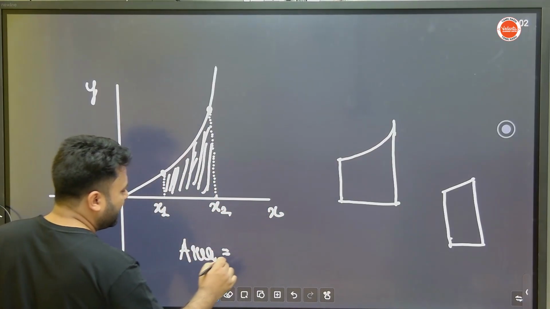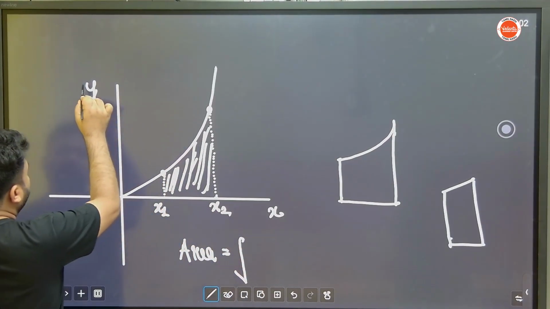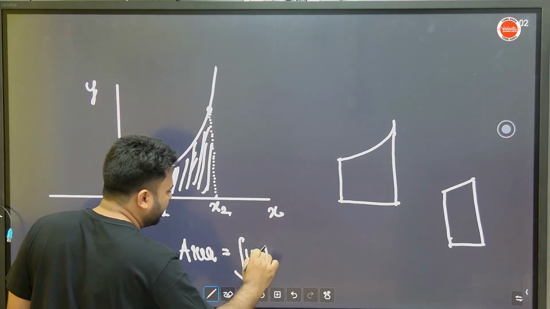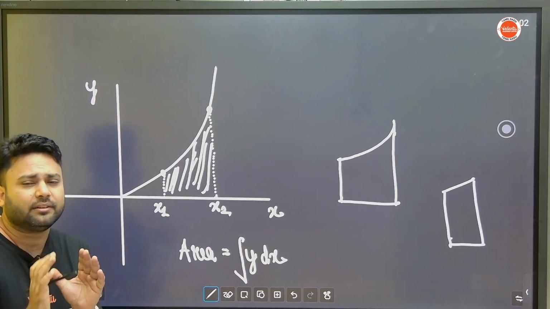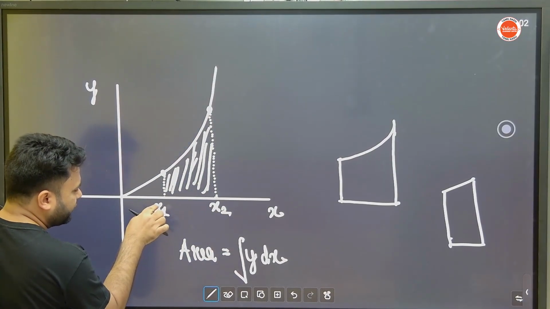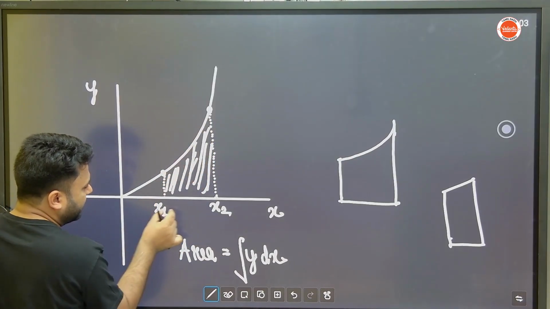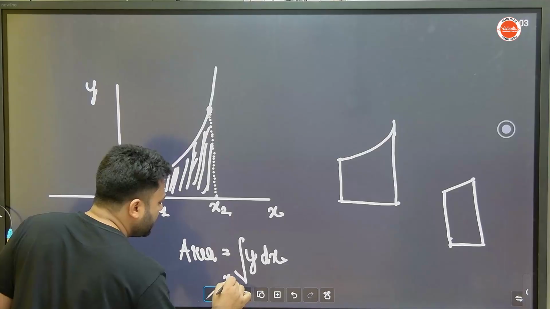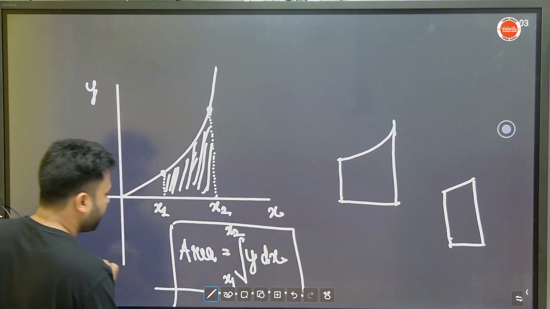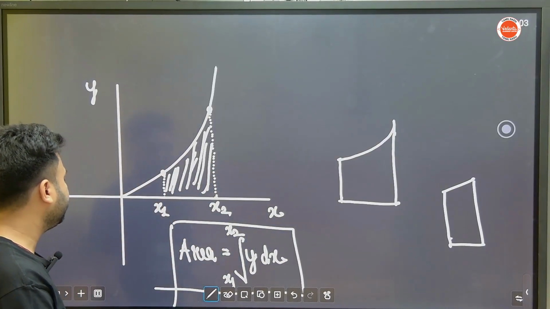So area is written as integration. This is the sign of integration of, if we have y-axis here, we will write first y. If we have x here, we will write dx. See the pattern first. From where to where? The area we are focused on is from x1 point to x2. The area which is confined between x1 to x2, from x1 to x2. We will learn integration and all, but first see the pattern.